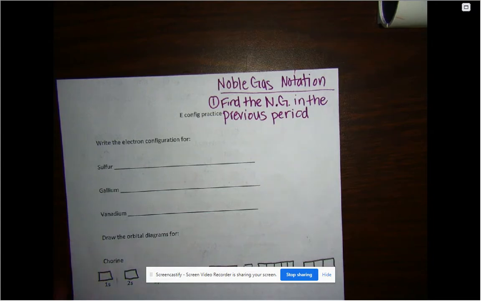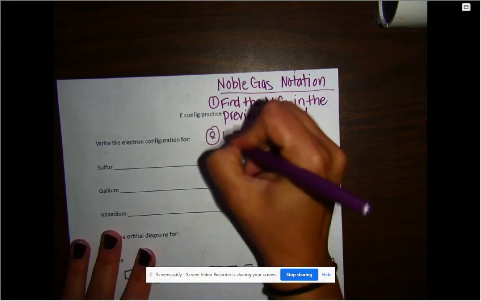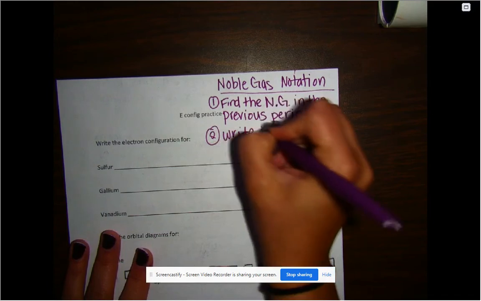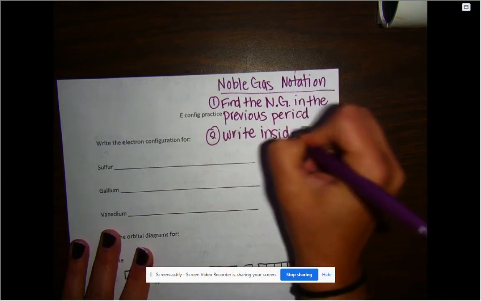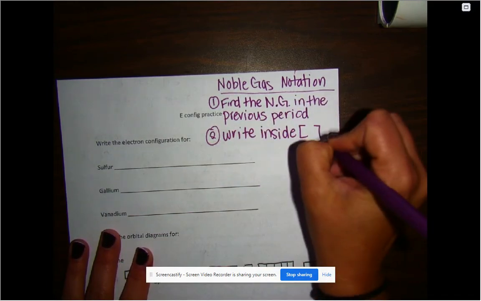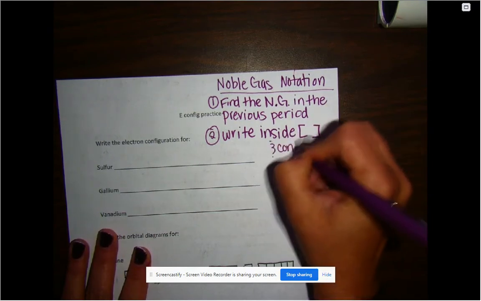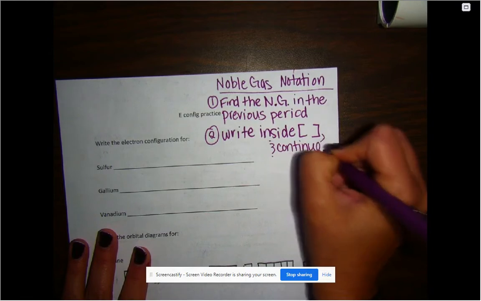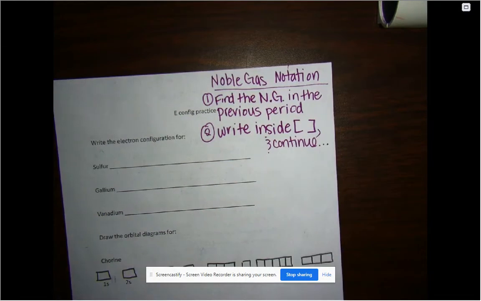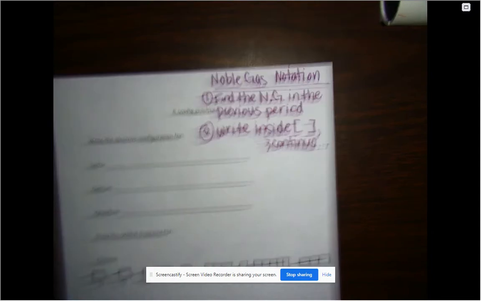Okay. You're going to write this inside brackets, and continue. All right? So right inside brackets and then continue.